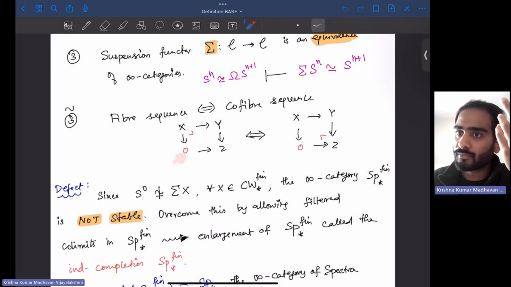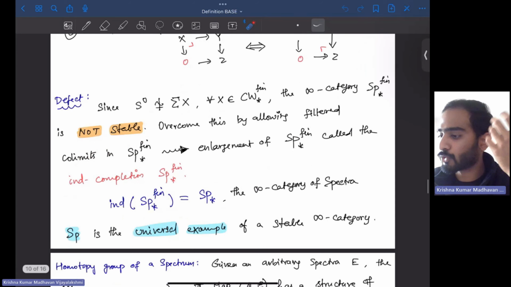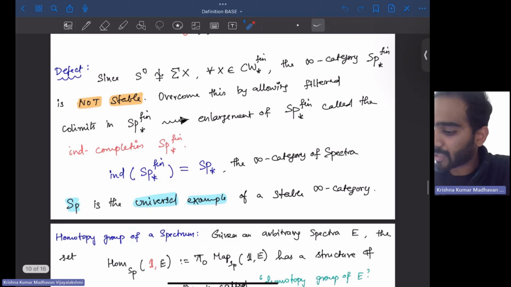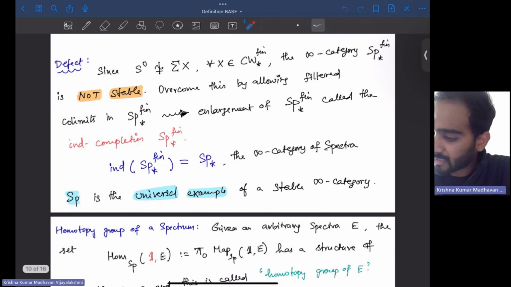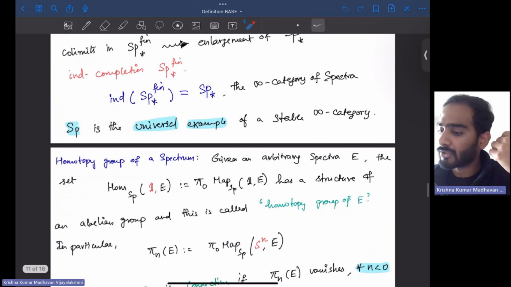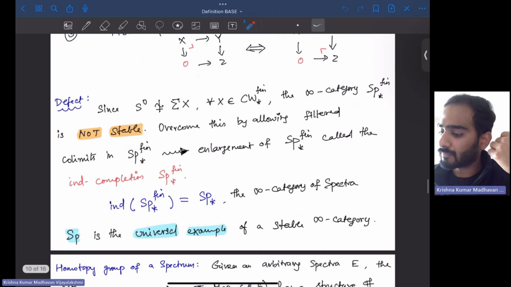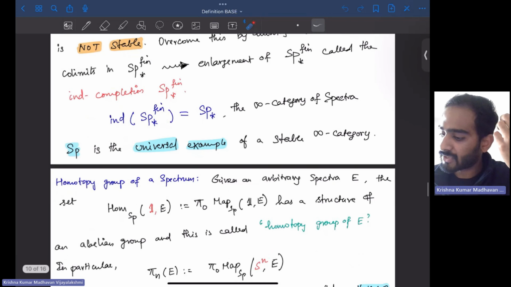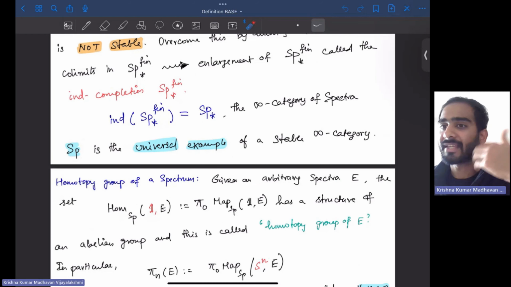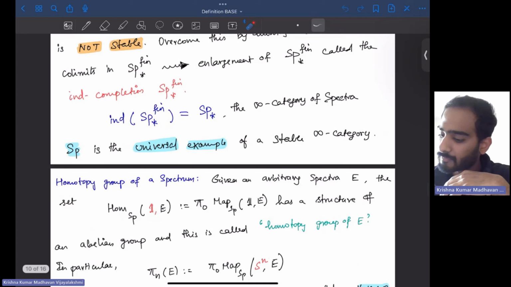So for a stable infinity category, a sequence is a fiber sequence if and only if it is also a cofiber sequence. This gives more structure and control to what we need to identify. As I said before, there is this defect with just taking the finite spectra. So people consider this Ind completion, which is the formal way of adding arbitrary colimits. Here we just mentioned that it only admits finite colimits and finite limits. By taking this Ind completion, we get this object called the category of spectra, which is closed under arbitrary limits and arbitrary colimits.